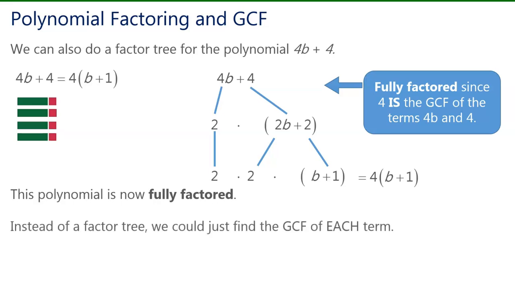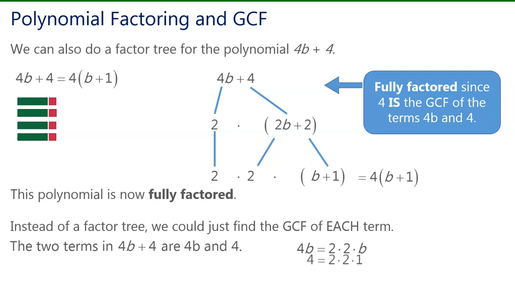Instead of a factor tree, we could just find the GCF of each term. The two terms in 4b plus 4 are 4b and 4. 4b is 2 times 2 times b, and 4 is 2 times 2 times 1. Therefore, 4b plus 4 equals 2 times 2 times b plus 1, which is the GCF of 2 times 2, which is 4, times the factors b plus 1.